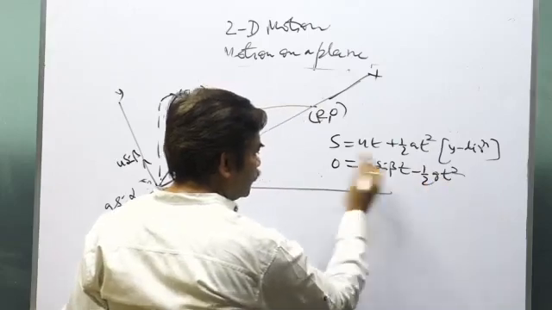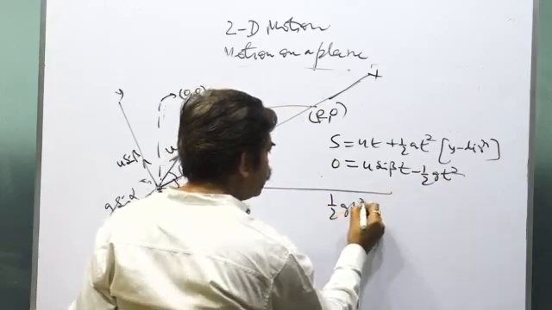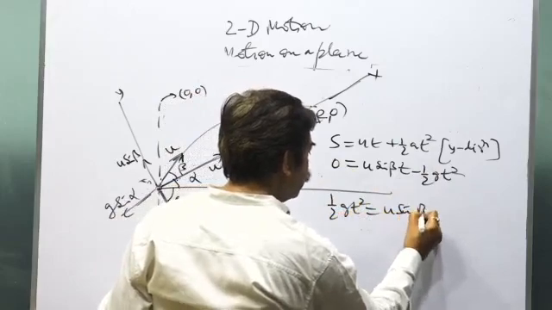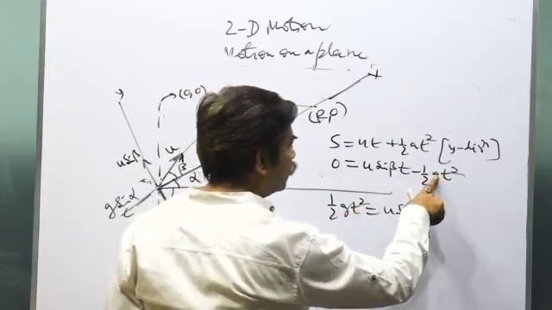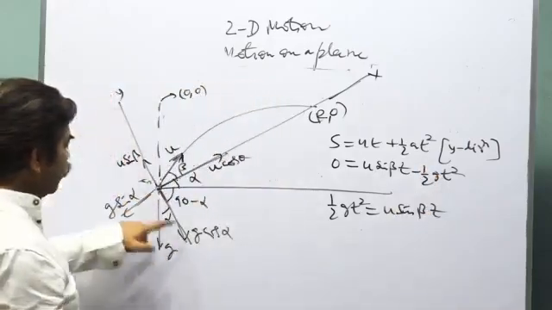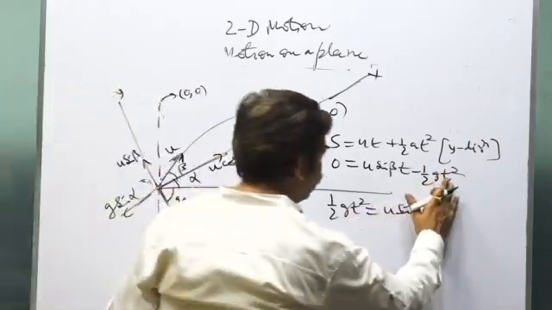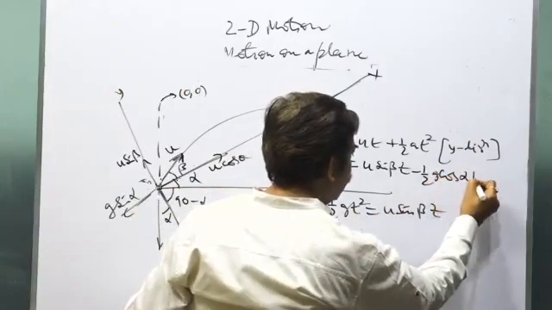So this term is transferred to this side, half g t square equals u sin beta into t. One t will be cancelled here. So see, this is wrong. It's not g. Acceleration along y direction is what? g cos alpha. So I should write here g cos alpha into t square.